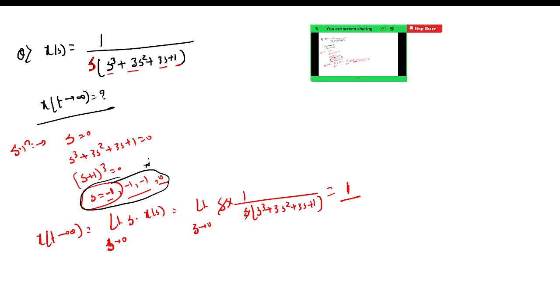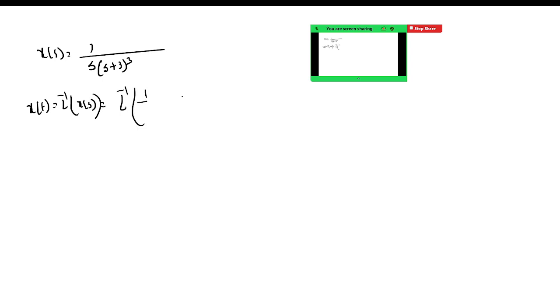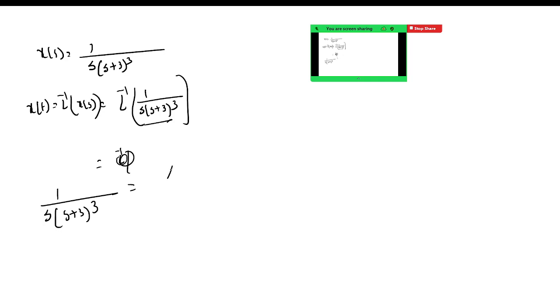But if you are not getting any idea whether I can use the final value theorem or not, you have to go through the basic method. So again, if X(s) is given, that is 1 upon s into (s plus 3) whole cube. Fine. So if you want to calculate x(t), that is equal to Laplace inverse of your X(s), that is Laplace inverse of 1 upon s into (s plus 3) whole cube, right? This is your function, so you have to break this function into partial fractions: it equals a upon s plus b by s plus 3 plus c by (s plus 3) whole square plus d upon (s plus 3) whole cube.